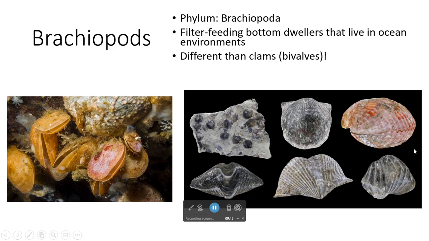And they're different than clams, so just a note, we'll take a look at some clams and bivalves in the future for this class, but brachiopods are actually not very closely related to clams. Their shells are a little bit different. So here are some pictures of fossilized brachiopods on the right. There are different kinds, different shapes, different structures, and they're actually really good index fossils for telling what time period geologically you're in.